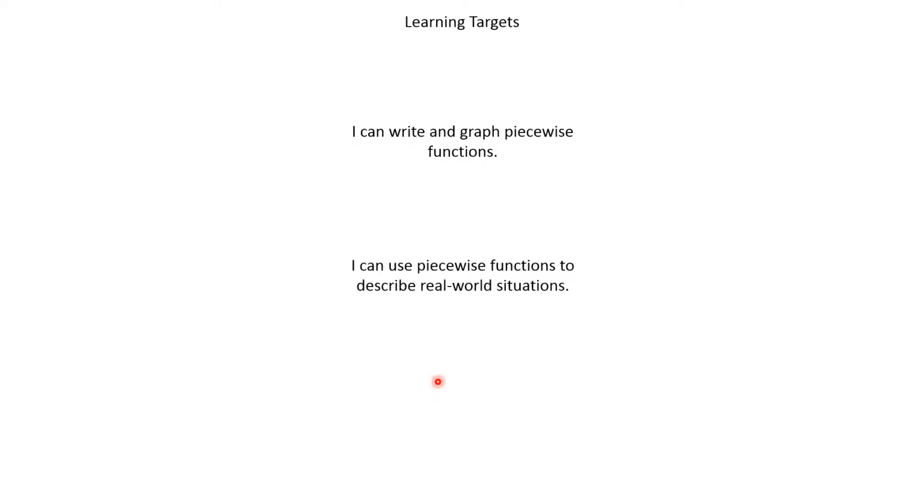So, first of all, learning targets. First one, I can write and graph piecewise functions. Second one, I can use piecewise functions to describe real-world situations. A lot of times, piecewise functions are going to describe real-world situations better than most other functions, simply because it changes. It's not just one thing going up or a quadratic that goes on and on forever. Piecewise functions cannot do that.